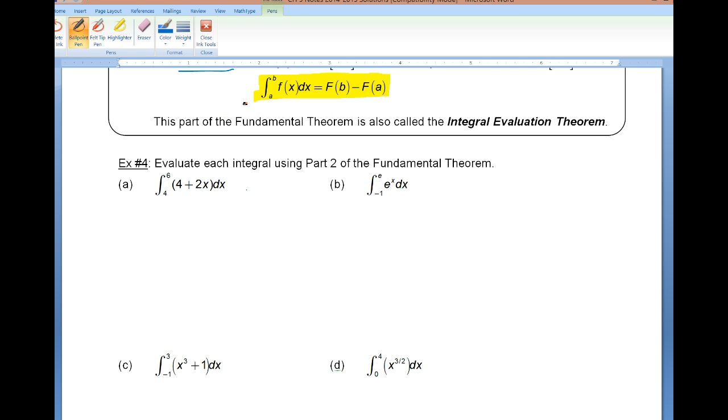Okay, so let's go through. So it's going to be 4x plus 2x squared over 2. So that's going to be x squared. See, now we're actually just applying the integral. Okay, we're not doing the derivative of the antiderivative again. Yes, last section.